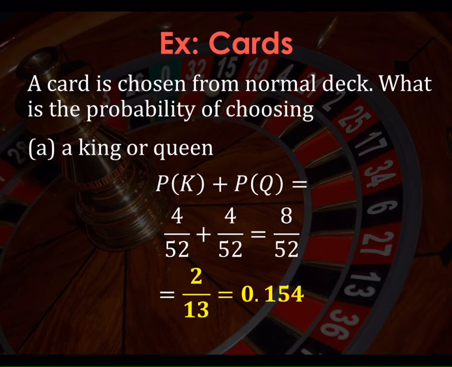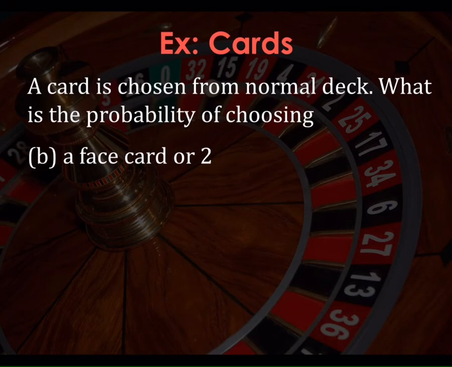You can add the probabilities here because these are mutually exclusive events. A card cannot simultaneously be a king and a queen. So you can add up the individual probabilities because the individual events are discrete. They're separate. They won't both happen at the same time. Mutually exclusive events. Let's take a look at this next example.